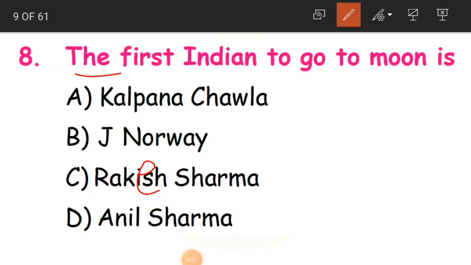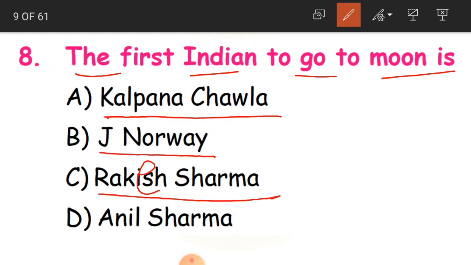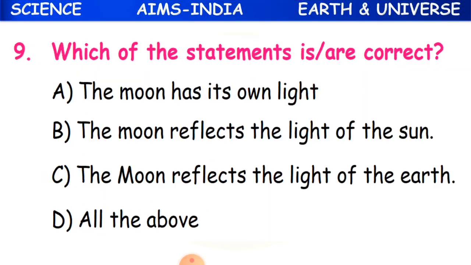Question. The first Indian to go to moon, the first Indian astronaut who landed on moon. Who is he? Is it Kalpana Chawla, Jay Norway, Rakesh Sharma or Anil Sharma? And the answer is Rakesh Sharma. But the first person is Neil Armstrong. Here we are talking about the Indian astronaut who landed on moon. The first Indian was Rakesh Sharma.